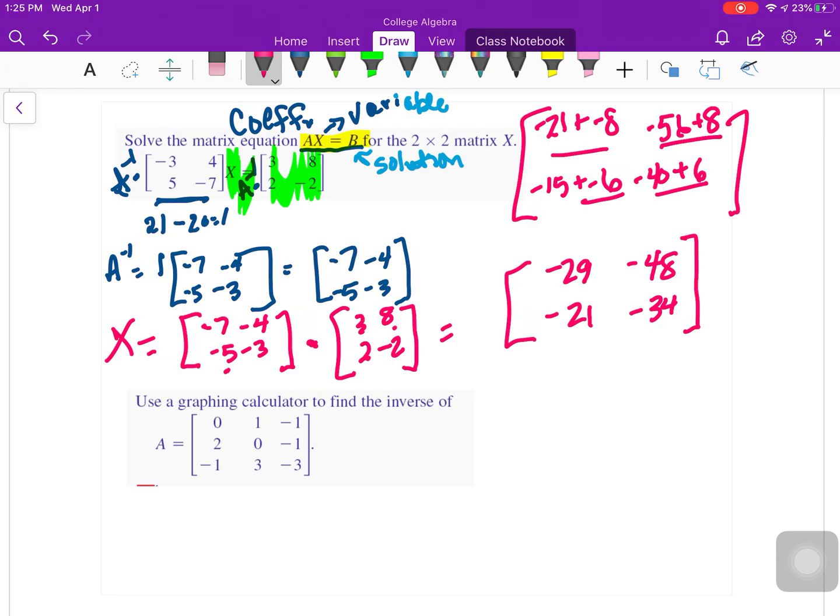Okay, to find the inverse of a 3 by 3, there is no special method other than to use your calculator. So again, you're going to have to watch that video to get that answer. And what you should get is 3, 0, negative 1, 7, negative 1, negative 2, 6, negative 1, negative 2.